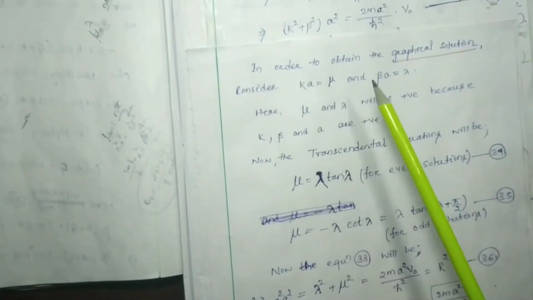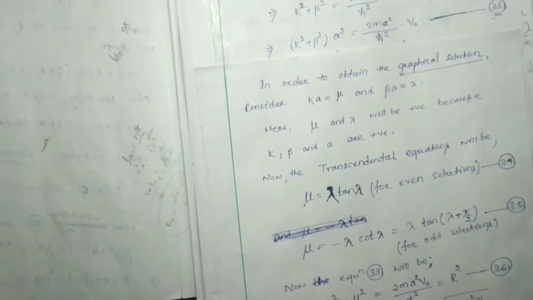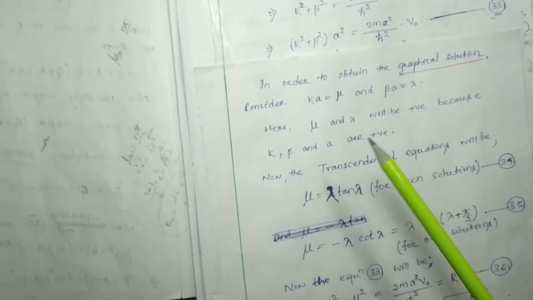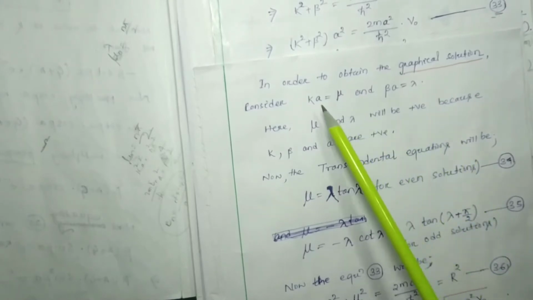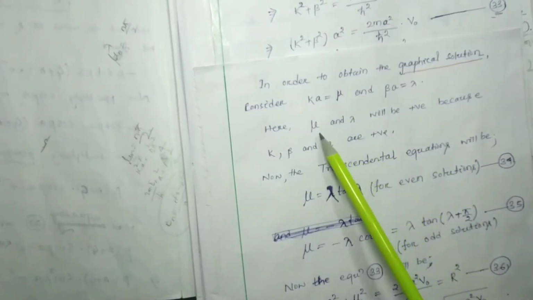Now in order to obtain the graphical solution, consider k a equal to mu and beta a equal to lambda, and we are going to substitute over here. Here mu and lambda will be positive because k, beta, a all are positive. So mu and lambda will be positive.